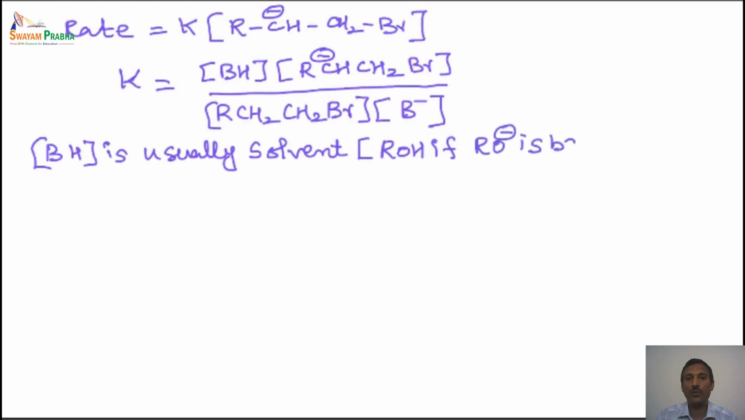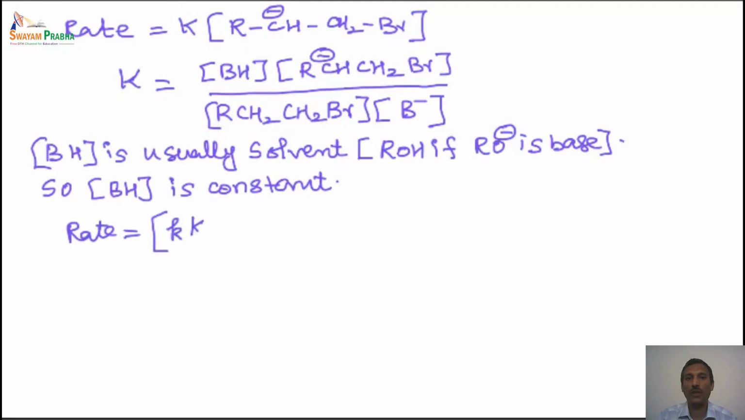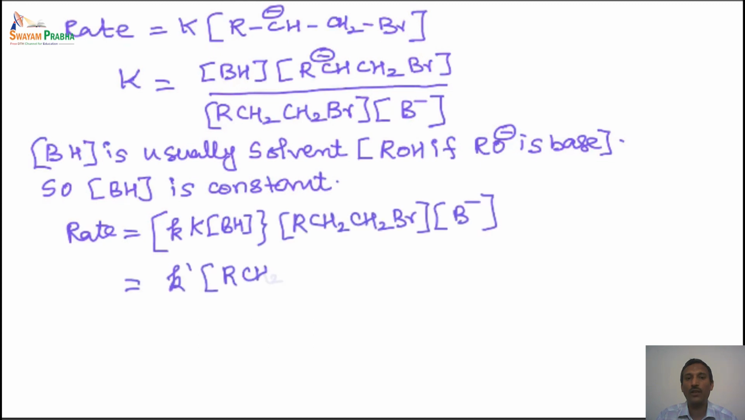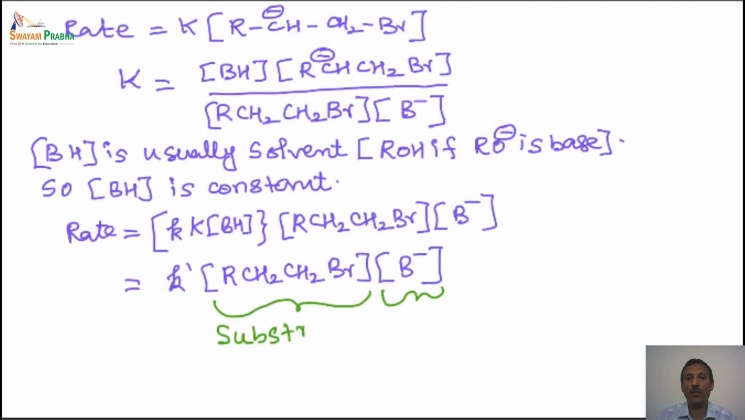Since the base is used in large excess, that is, it is the solvent, if the alkoxide is the base, then alcohol is the solvent. So we can assume that the concentration of BH is constant, and we can remove that term. Then we can rearrange the equation as shown here. In this particular case, the rate involves the concentration of two species: one is the starting material and the second one is the base.